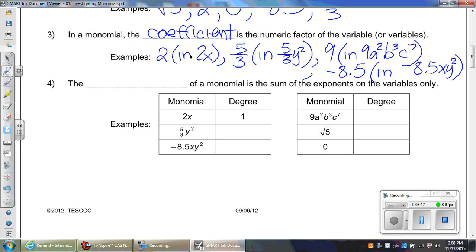Now let's move on to the next item, and we have the blank of the monomial is the sum of the exponents of the variables only. So we add the exponents of the variables, and that is going to be the degree. The first example, we have 2x. The exponent of x is just a 1, so the degree is 1. The next one, we have a 2 for y, so the degree is 2. However, the next term, we have two different variables. The exponent of the first variable is a 1. The exponent of the second variable is a 2. So 1 plus 2 is 3.